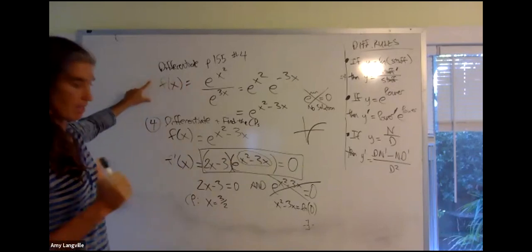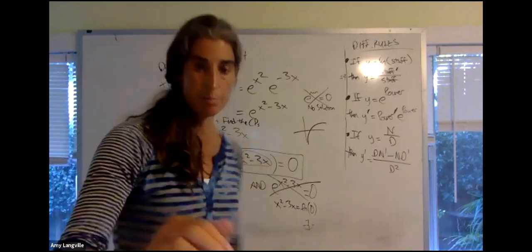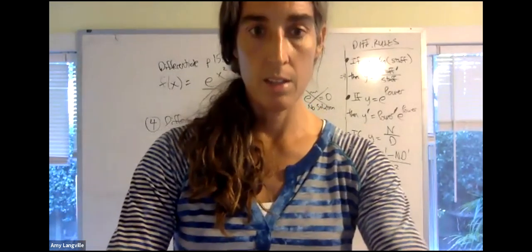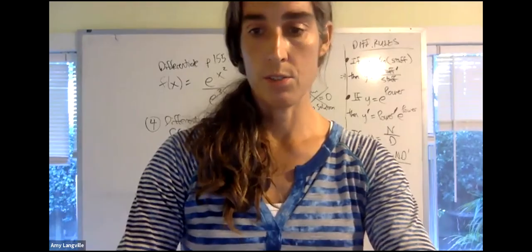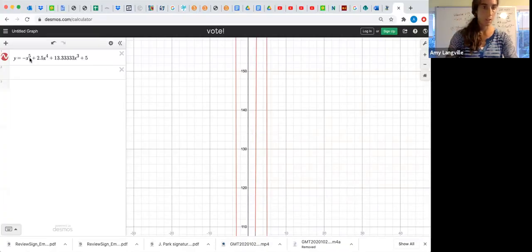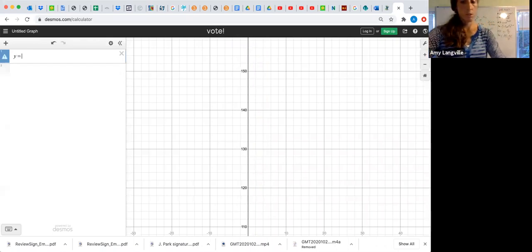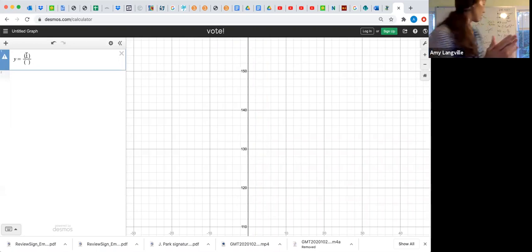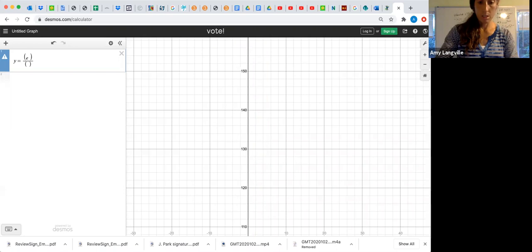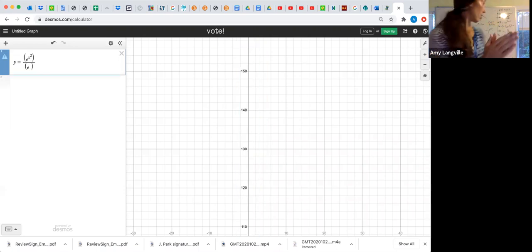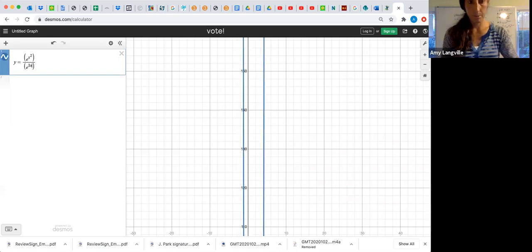Let's visualize that CP. So let's go to Desmos again and take a look at what that function looks like to find the CP visually. So let's get rid of that one and write y equals something in parentheses divided by something. We're going to put, as it was originally given, e up to the x squared, and then e up to the 3x.